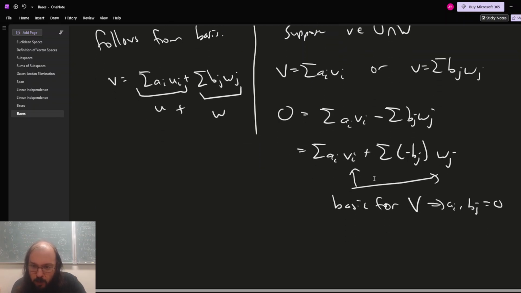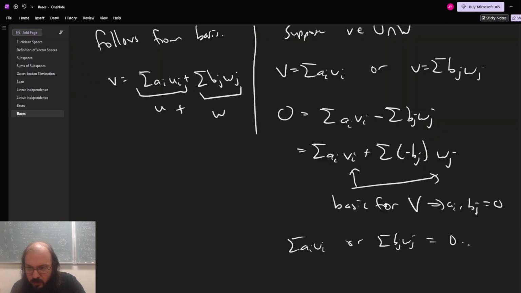And so therefore, well, the original sum, AIVI or BJWJ, both of these are just zeros times some vectors. And so it's 0. The vector V was 0. All right, and that finishes our proof.